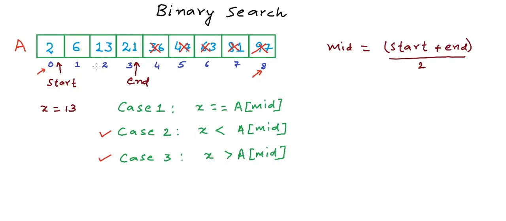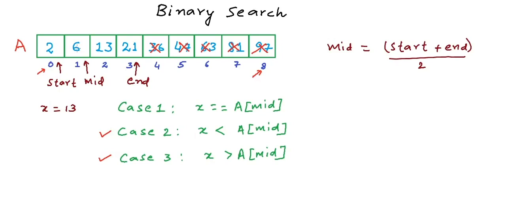Now we again find out the middle element in this reduced search space. So here the middle element will be (3 plus 0) divided by 2. If we take only the integral part, (3 plus 0) by 2 would be 1.5, and taking the integral part, the middle element would be index 1. Once again, is it equal to x? No, 6 is not equal to 13. Is x less than the middle element? Is it case 2? No, it is not. X is greater than the middle element.